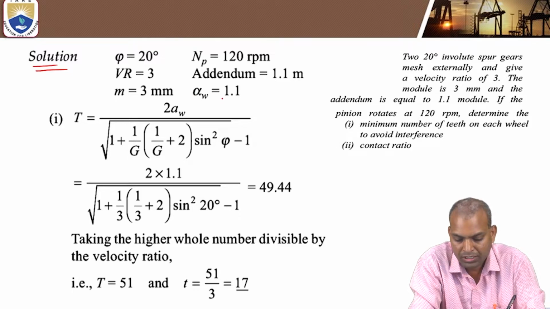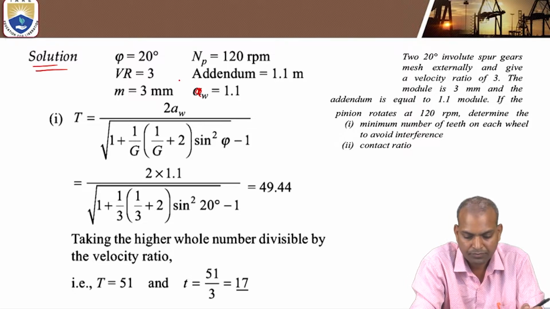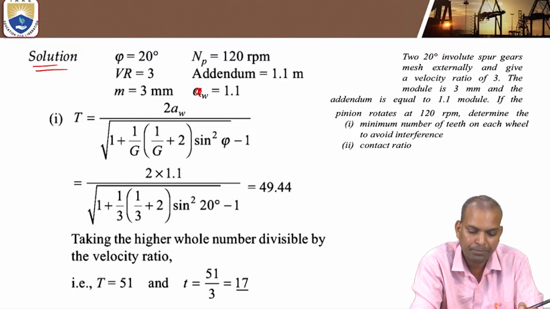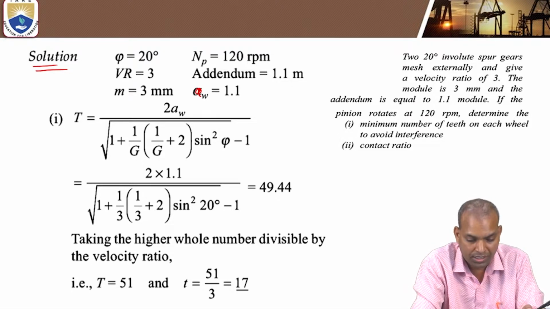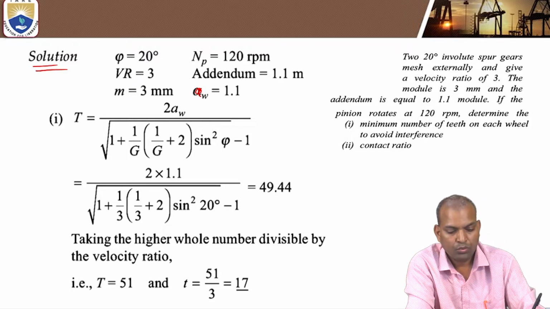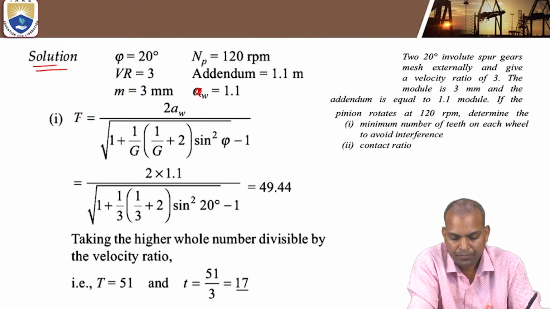And very important here, that is AW equal to 1.1 times module, that is AW times M. Now here it is, that means AW equal to 1.1. Now the formula in order to avoid interference on each wheel is capital T.